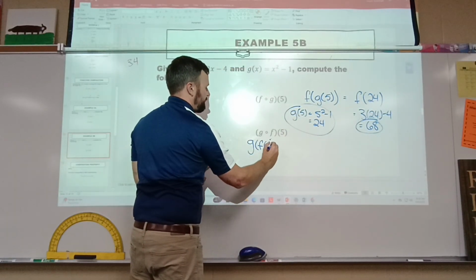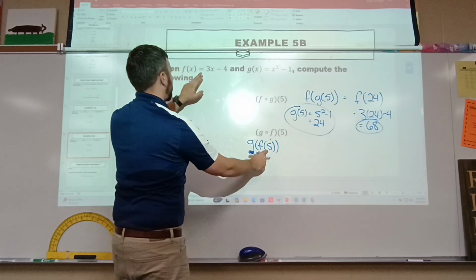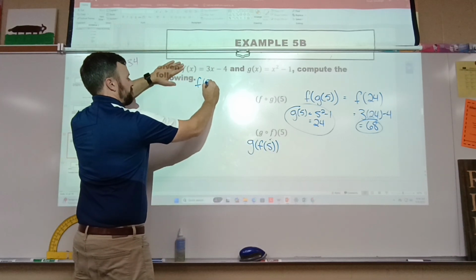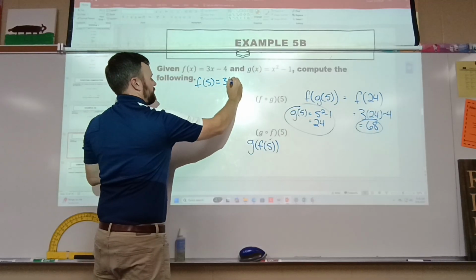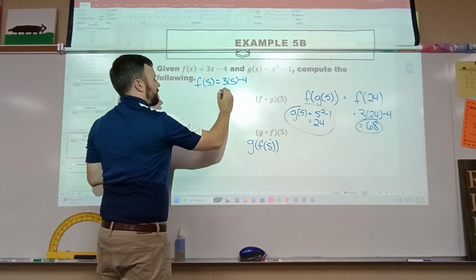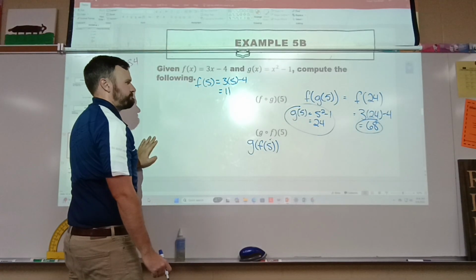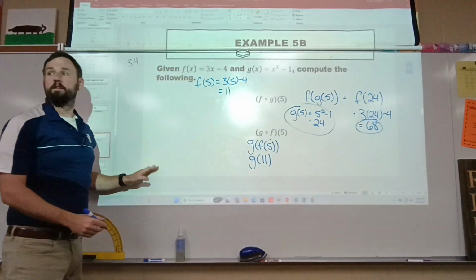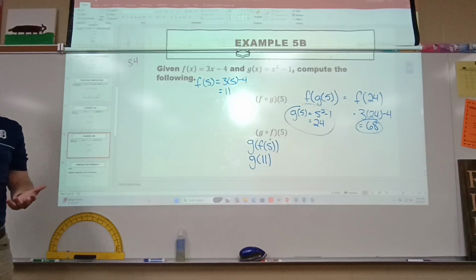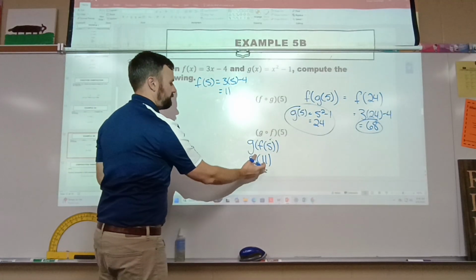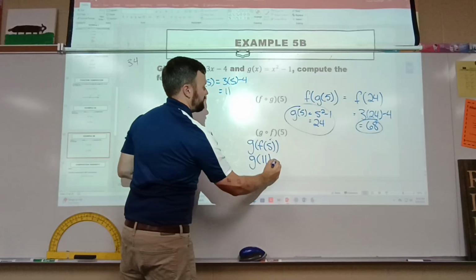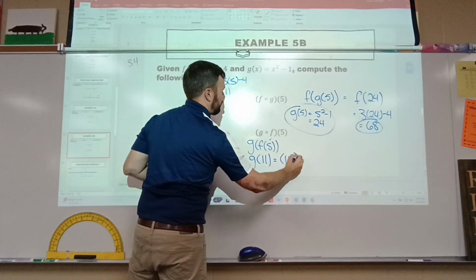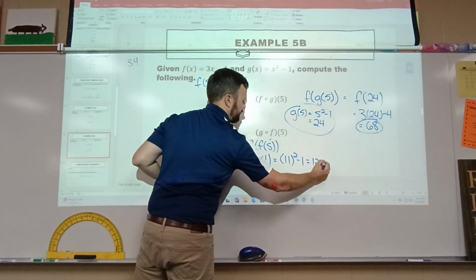g of f of 5. What's f of 5? 11, right? So then I do g of 11, right? So I'm plugging it in to get the output, then plugging that into my function. So that's 11 squared minus 1, which is 120.